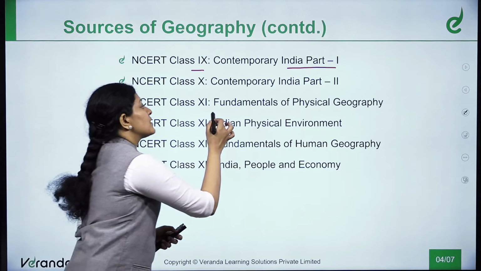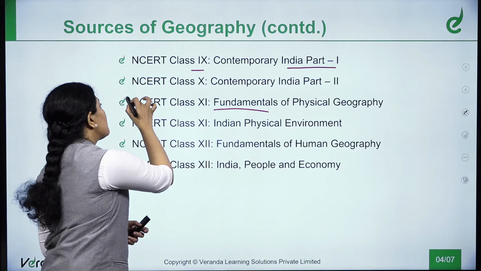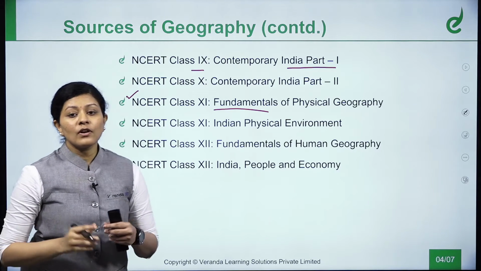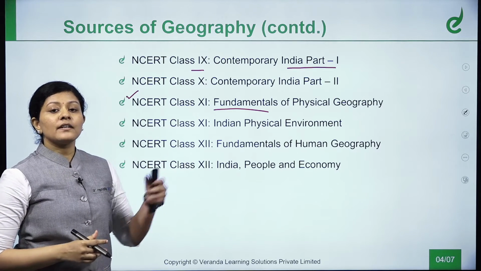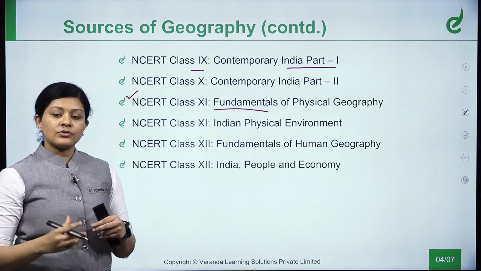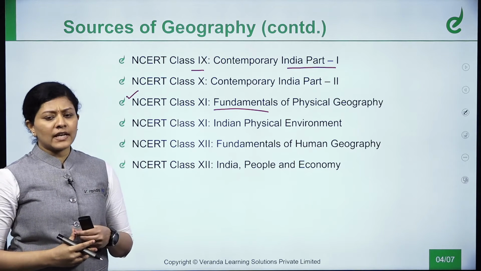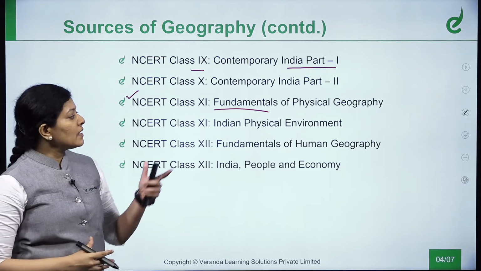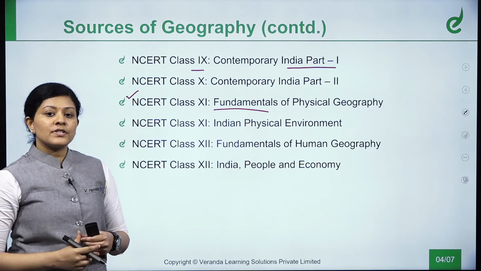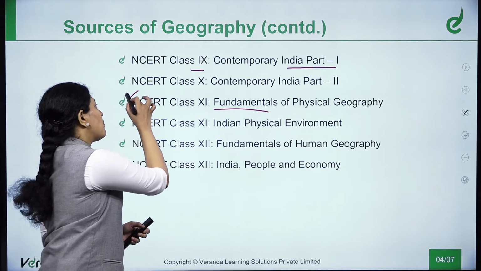Whereas Fundamentals of Physical Geography is a very important book for the whole of physical geography, because it talks about the origin and evolution of the Earth, geomorphology, landform evolution, oceanography, and climatology. All the important concepts are discussed in Fundamentals of Physical Geography, class 11. This is very, very important.